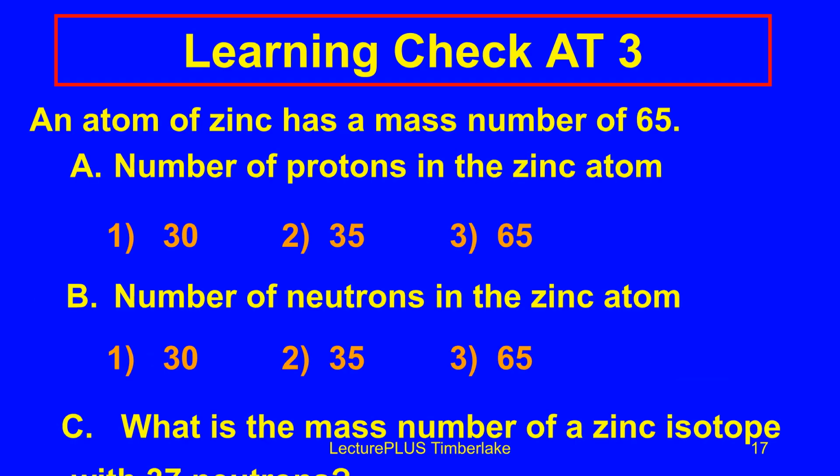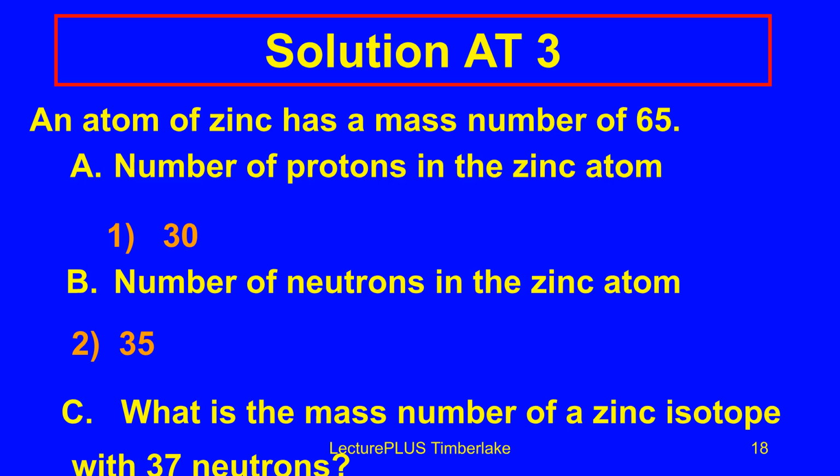Consider a zinc atom with a mass number of 65. Determine the number of protons, the number of neutrons, and the mass number of a zinc isotope with 37 neutrons. For a zinc atom with a mass number of 65, it has 30 protons. It has 35 neutrons. A zinc isotope with 37 neutrons would have a mass number of 67.